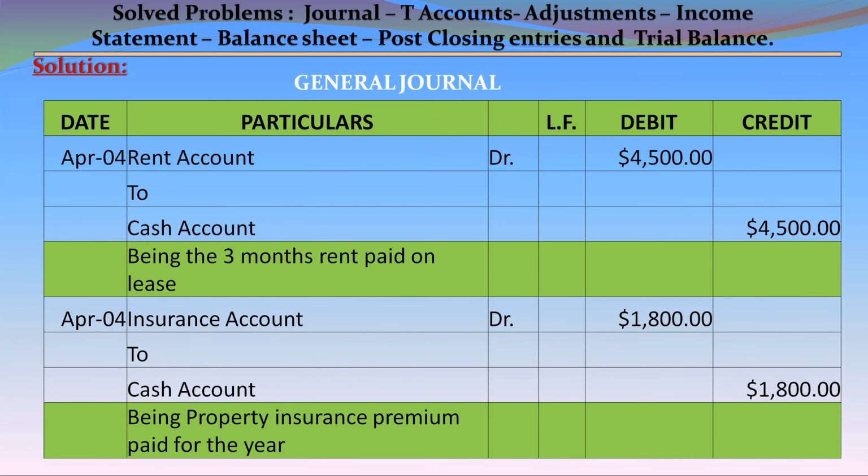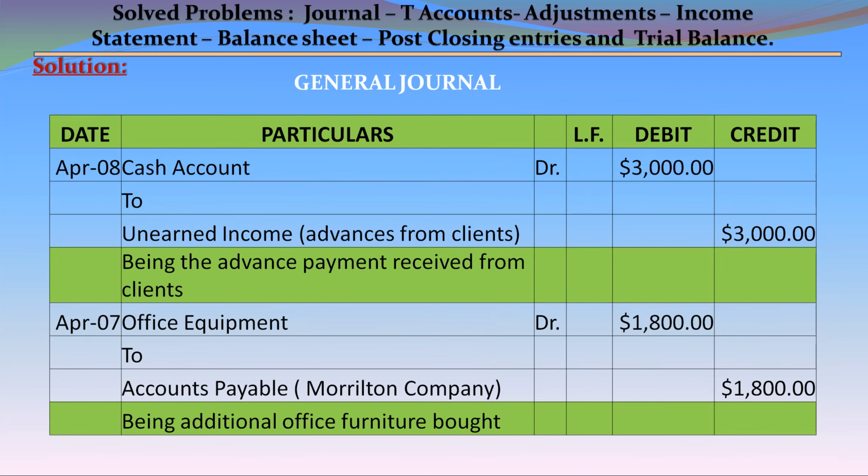April 4. Rent account debit 4,500 to cash account 4,500, being the 3 months rent paid on lease. April 4. Insurance account debit 1,800 to cash account 1,800, being the property insurance premium paid for the year. April 6. Cash account debit 3,000 to unearned income, advances from clients 3,000, being the advance payment received from clients.